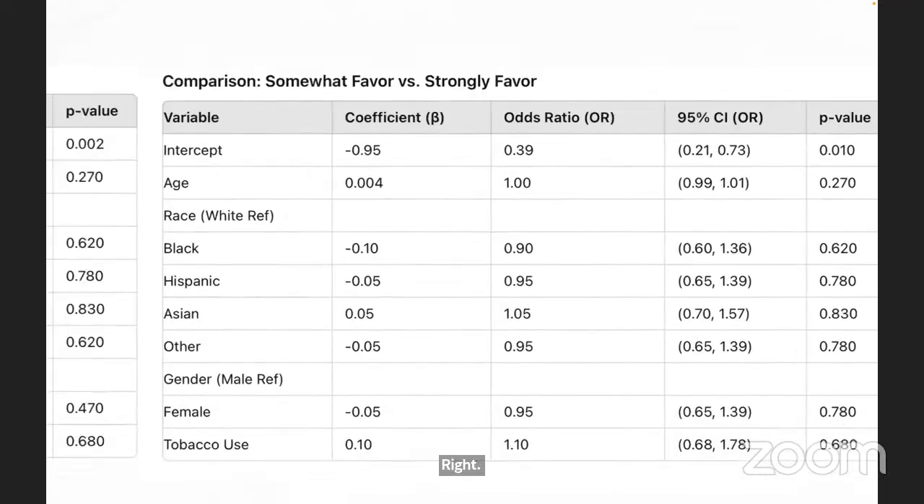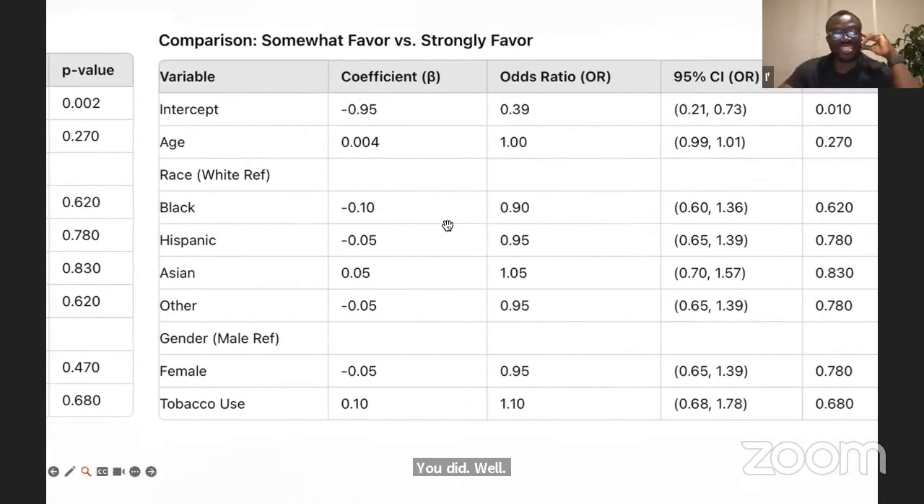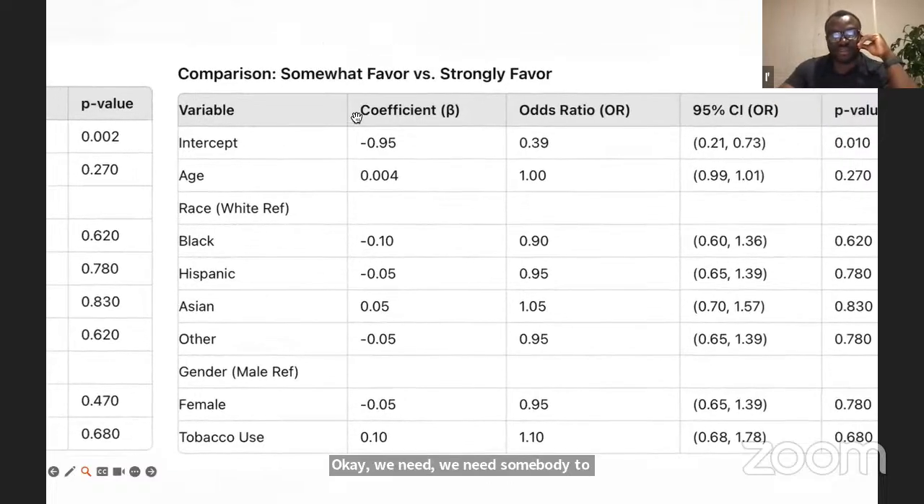Right. Okay, we need somebody to interpret this Asian row, but for this comparison here. Who wants to take that?